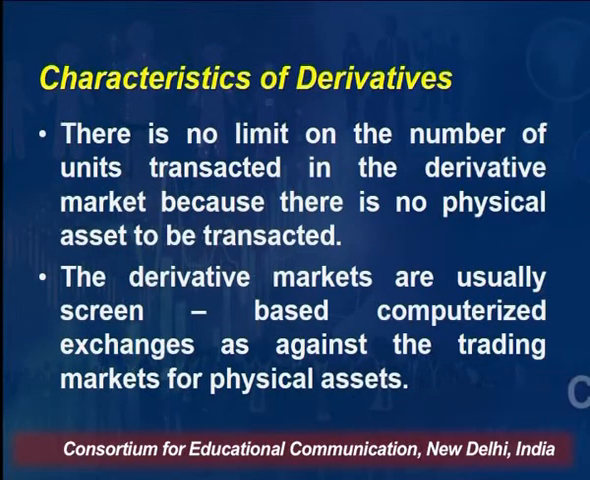There is no limit on the number of units transacted in the derivative market because there are no physical assets to be transacted. Friends, this is very important. We say one of the characteristics of the derivative market is that price discovery takes place. When I use the word price discovery, how do derivatives help in price discovery? Suppose a company has issued 10 lakh shares. So in the cash market, at the most, 10 lakh shares can be bought and sold, because that is the maximum number there in physical form. The 10 lakh shares are there. So on a particular day maximally 10 lakh shares can be bought and sold, because that is the number of shares in physical existence.